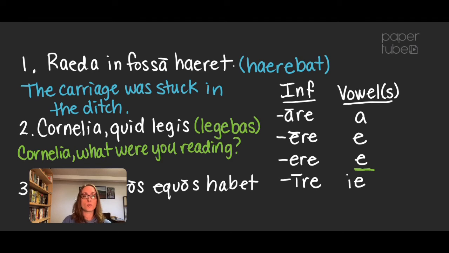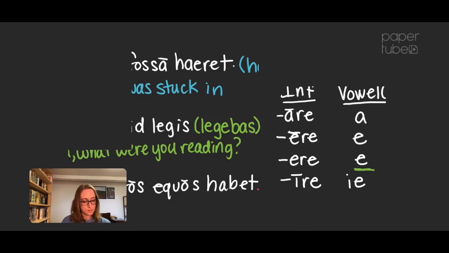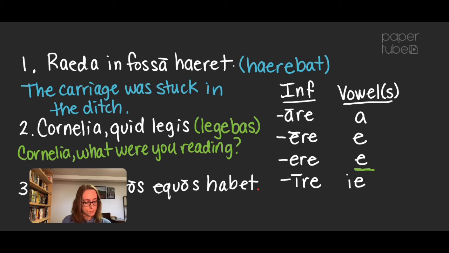And that takes care of number 2. Let's move on to number 3. Number 3 says, Caupo multos equos habet. Caupo is our subject, multos equos is the direct object, and habet is our verb. This is our verb right here. So caupo multos equos habet means the innkeeper has many horses.